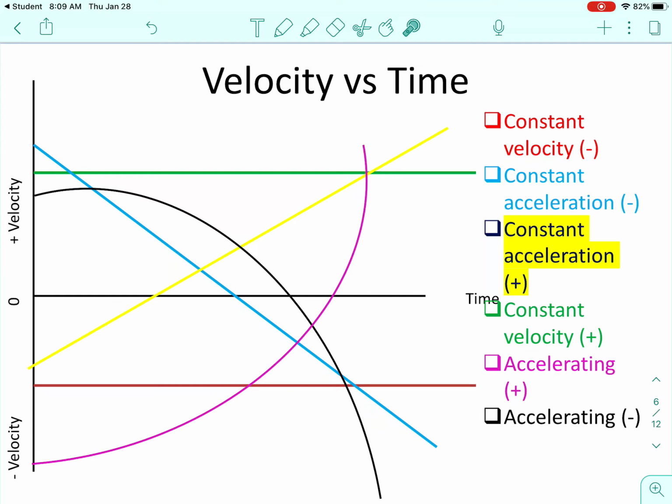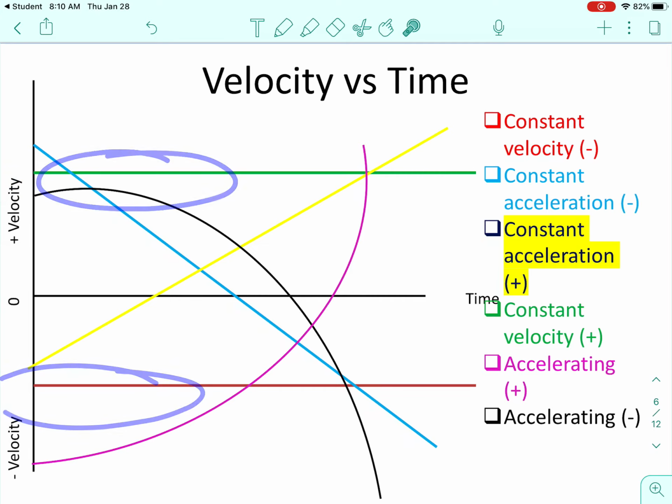But remember, a flat line does not mean stopped. It means constant velocity for a velocity time graph. Green line. Same thing, except now your velocity is up in the positive range, so you're moving forwards. So moving backwards, moving forwards. And it's constant, so there's no acceleration.